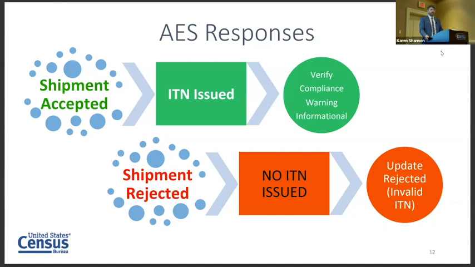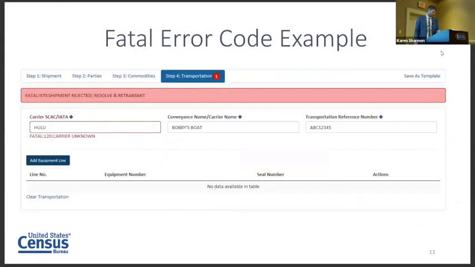If you ever run into a situation where you don't get an ITN, we can look into the back end for you to see what data element you might be missing, in addition to the response message the system will send back to you. So let's start with the easy one, since the fatal errors are really the only red no-go path. A good example here is fatal 120.